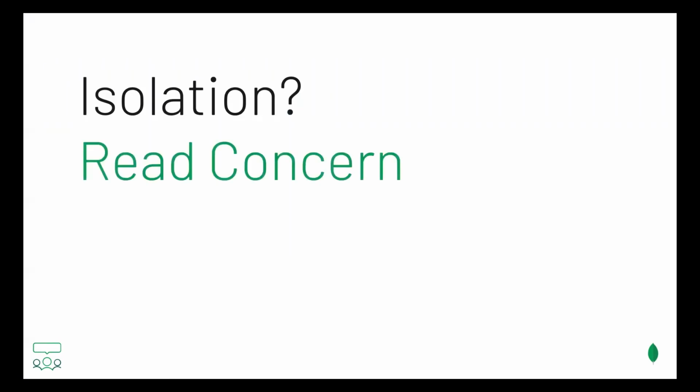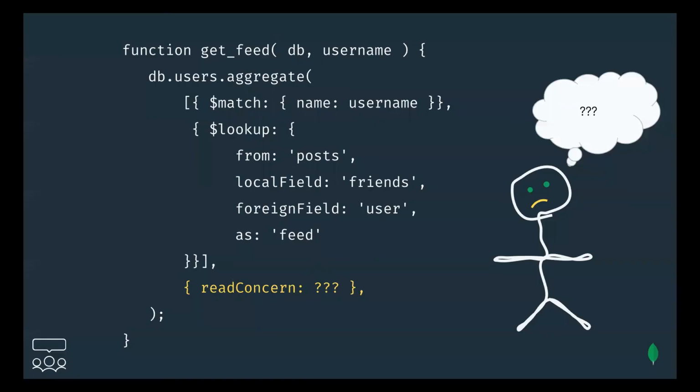Sam looks in the docs for how to configure a read's isolation. MongoDB's way of configuring read isolation is read concern. Read concern specifies which writes a given read is allowed to see and what data it's allowed to return to the client. This generally means that the server will read from a specific point in time in the past or wait to be able to read at a specific point in time in the future. But what read concern should Sam use?